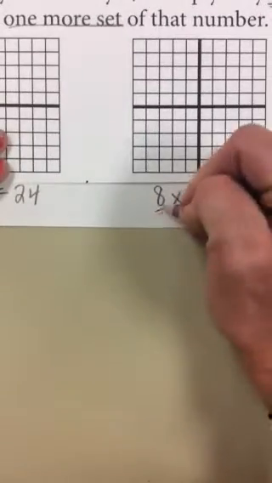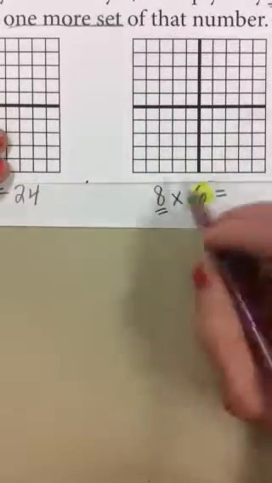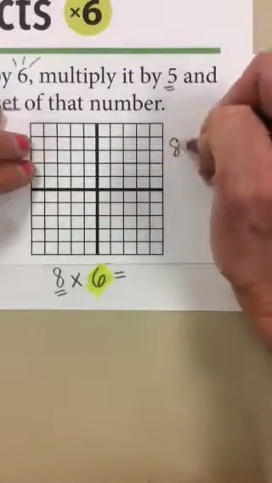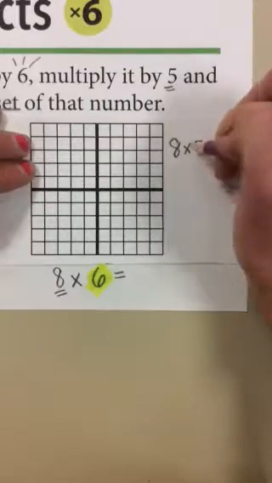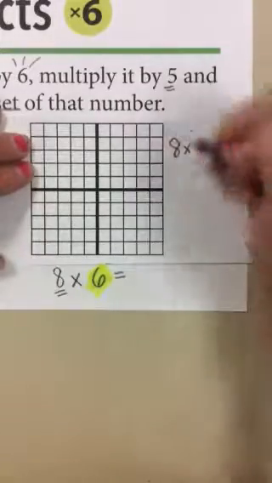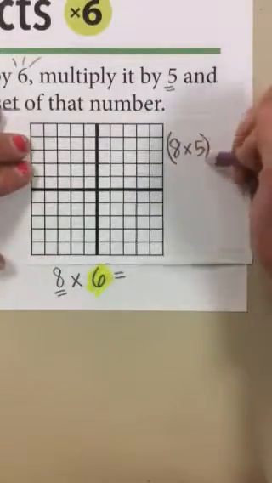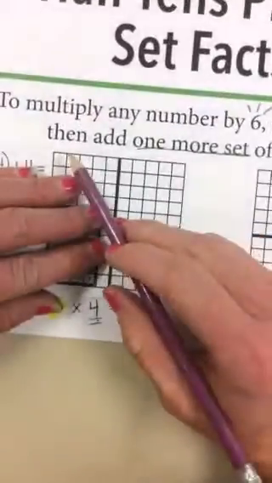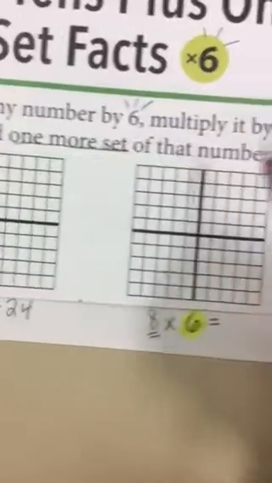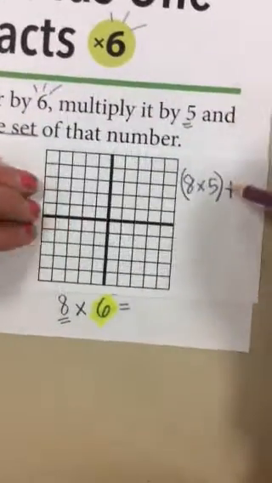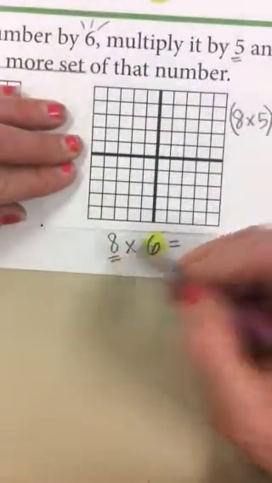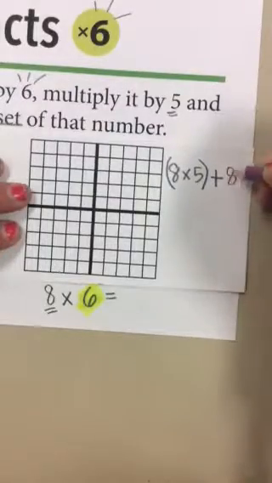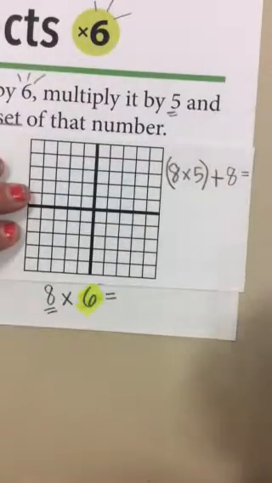Oh, so I take that 8, and instead of doing 8 times 6, I'm going to do 8 times 5. But then I'm not done. I'm going to do that first, and then add 1 more set of that number. Oh, add 1 more set of it. So, of that 8. And then I'll get my product.